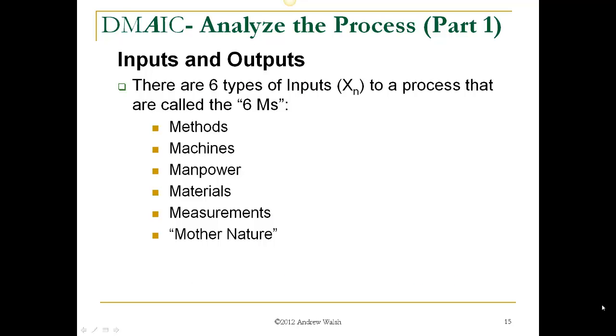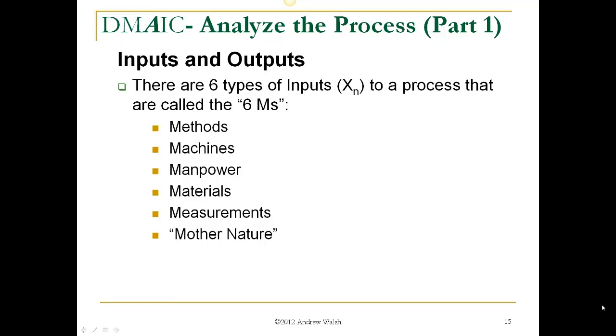Now there are 6 types of inputs, X subscript N, to a process that are called the 6 M's, and this is a methodology that is found in ICH Q8 on process development. So obviously it should be paid attention to in the pharmaceutical industry. These M's are methods, machines, manpower, materials, measurements, and Mother Nature.